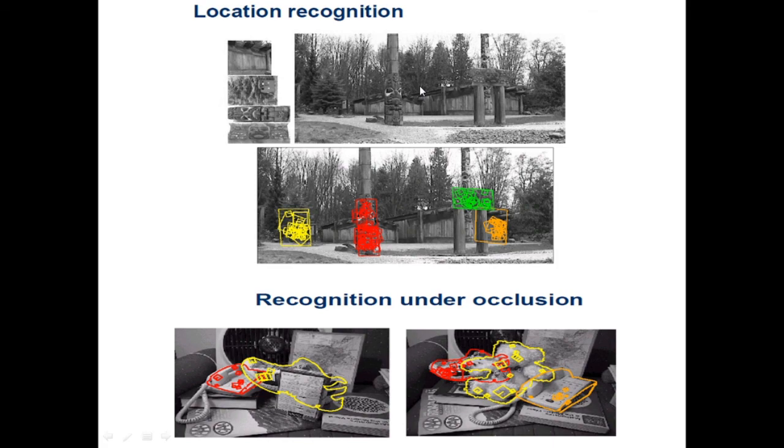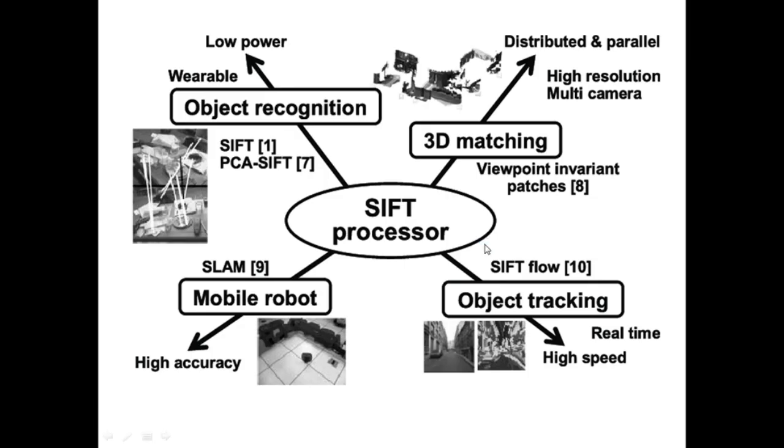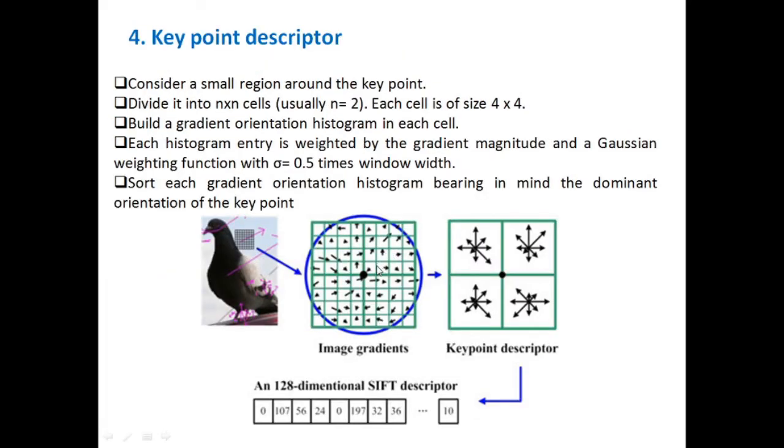So SIFT can easily do the recognition process. These are the advantages of the SIFT algorithm, like illumination robustness: the same image under different lighting conditions or illuminations, where I can still find what the object is. So object tracking, mobile robots, object recognition, 3D matching, or whatever, there are plenty of applications using the SIFT algorithm.